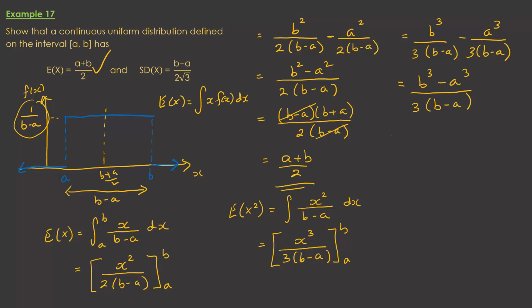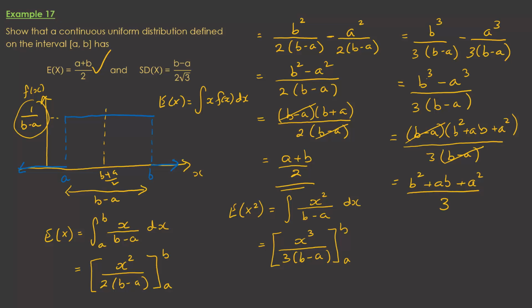Now there's an identity that you might not know, but it's handy in this situation, a difference of cubes like this. You can factorize that into (b − a)(b squared plus ab plus a squared). If you want to, expand that out and check that it works. And so that's 3(b − a) on the bottom, and of course the (b − a)'s cancel. And so the expectation of x squared is (b squared plus ab plus a squared) over 3.